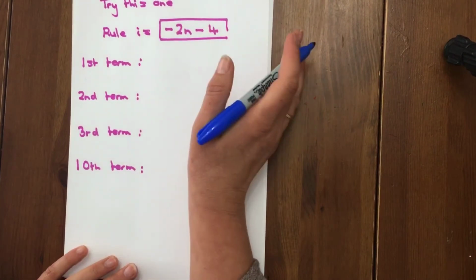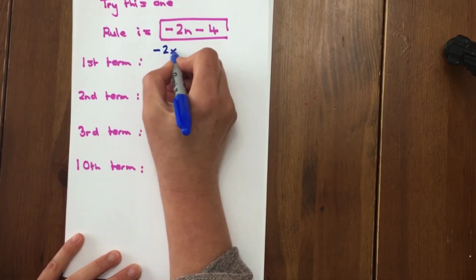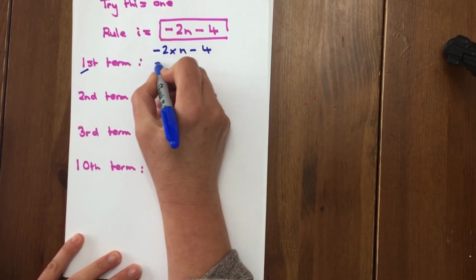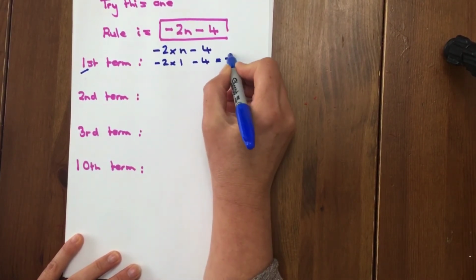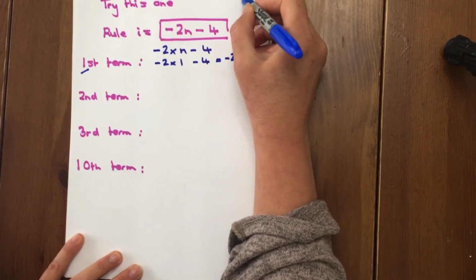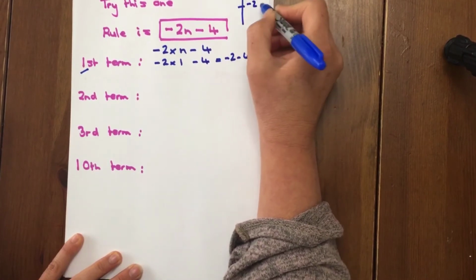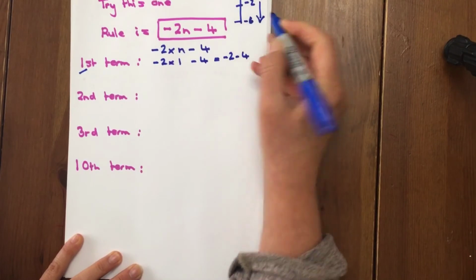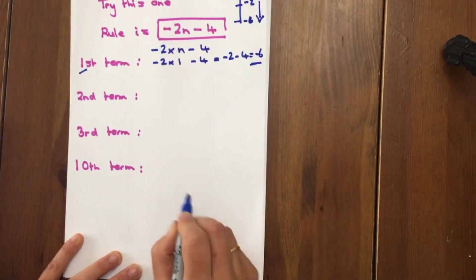Okay, so you pause the video, you've had a go, and I'm going to go through it now. So you've got minus 2 times n, minus 4. So n is 1. Minus 2 times 1, minus 4, is minus 2 minus 4. So start on the number line at negative 2. Here's 0, and you're going to go down 4. Down 4, so you'll end up at negative 6. Helpful if you draw a number line in your books.